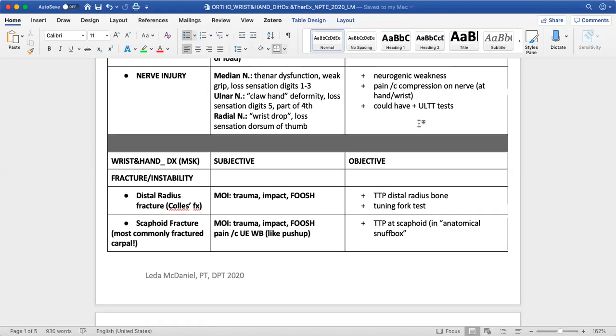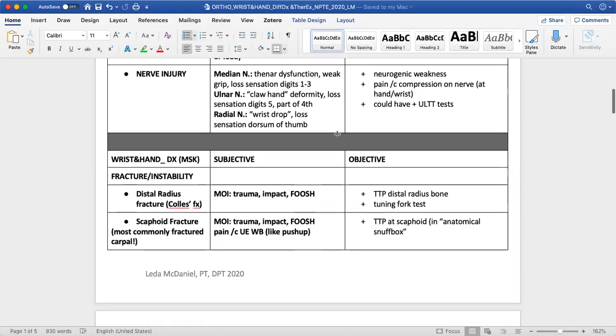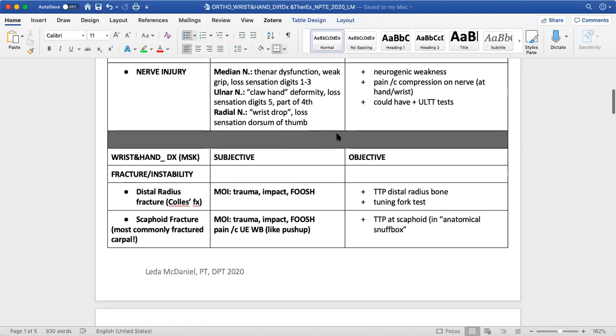Okay, so in these nerve injuries, we might see some weakness. We might see some paresthesias or loss of sensation because these three nerves do have motor and sensory components. There could be reproduction of symptoms or pain with compression of those specific nerves. And you could have positive upper limb tension tests, although it's not a prerequisite for these nerve injuries. They could be affected more distally, in which case an upper limb tension test may or may not be positive.